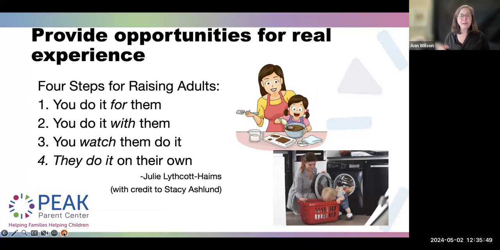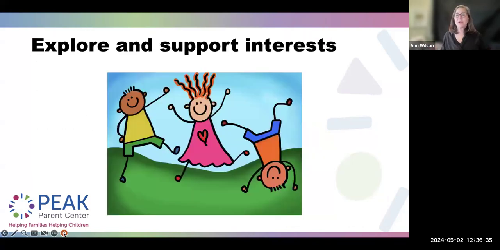Provide opportunities for real experience. Again, there's research that those real experiences can be very helpful for learning versus simulated experiences. But when you're with your child at home, there are these 4 steps for raising adults for any child. You can start with doing it for them, but you want to work toward doing it with them, trying to then get to watching them do it, and then they can do it on their own. And some of these phases may take a very long time, but you want to try and be working on these skills. Starting early is great, because a lot of times that's when kids are more enthusiastic about spending time with us and doing those things. And if you wait till later, sometimes there can be a little more resistance. Explore and support interests.